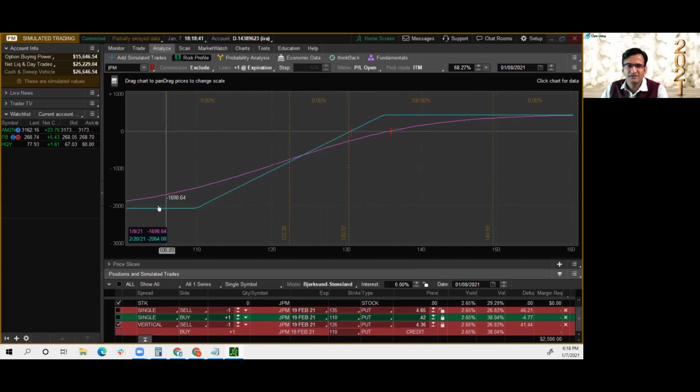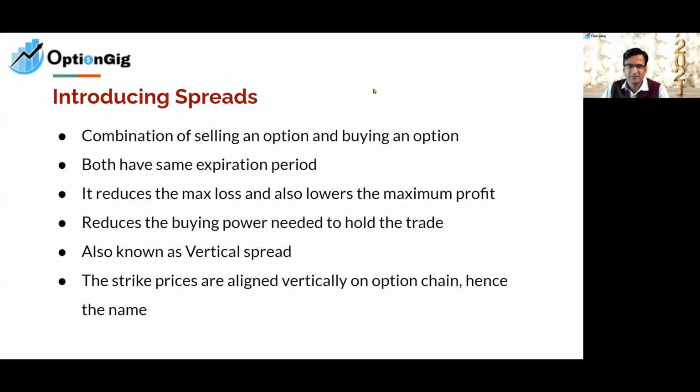So the maximum loss in this trade, if JP Morgan goes to 0, would be $2,500 minus $436, which is $2,064. So that's the beauty of doing a spread. This is just one example. So you should fire up your trading platform. Again, like we did in the last session, let's do a little hands-on on spreads.